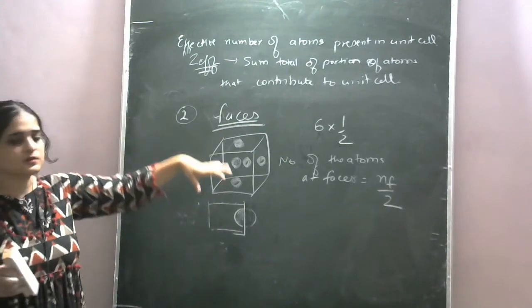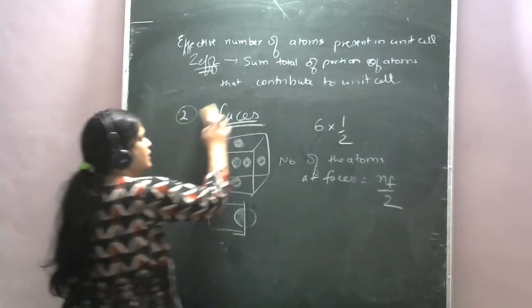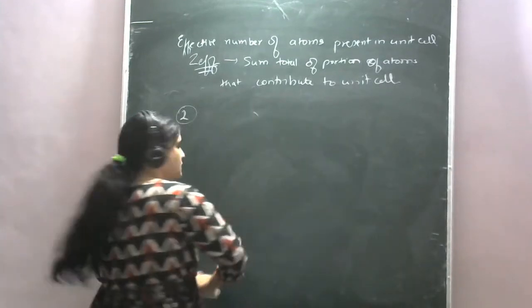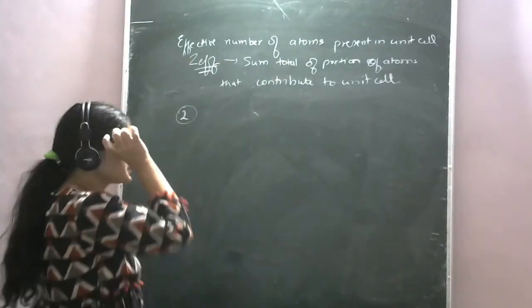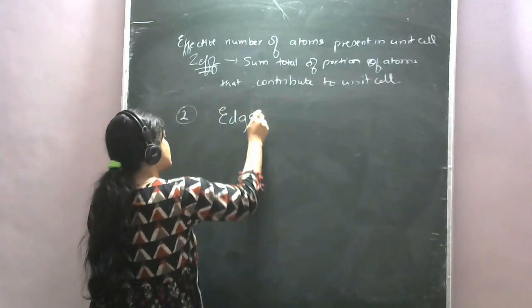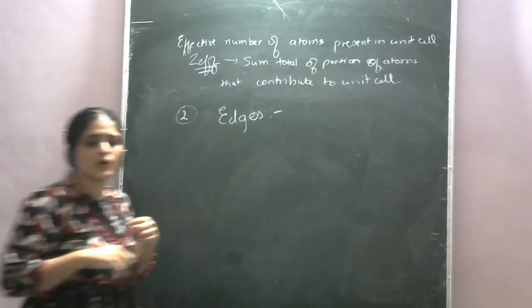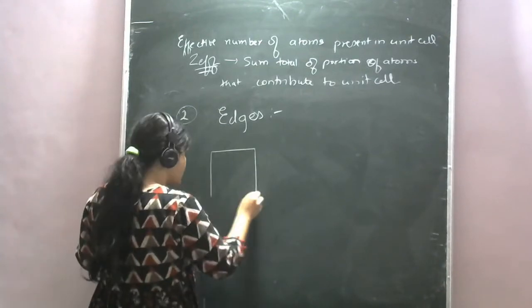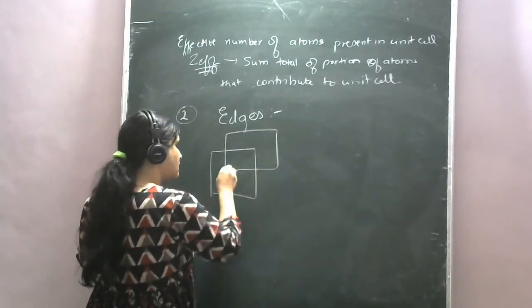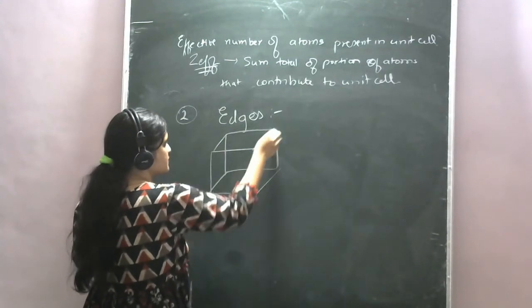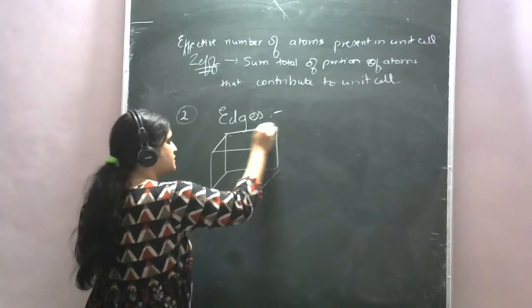Formula was for the phases atom. Now next is edges. Let's talk about the edges. So if I say about the edges, how many edges? See these lines, whatever you are seeing, these lines. These are called the edges.